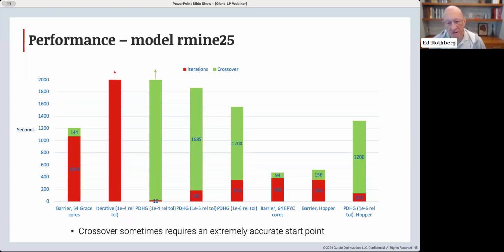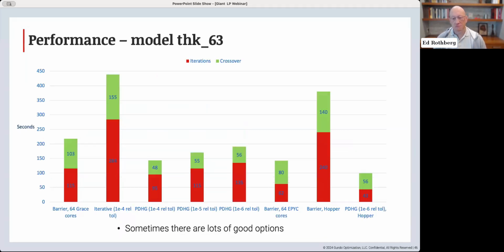So here's an example, RMIND 25, where for PDHG, the crossover is just expensive. Crossover alone from PDHG takes more time than crossover plus the barrier iterations running on the CPU. So this is an example where for some models, you just need an extremely accurate start point. And so the fact that barrier gets 9, 10 digits really comes in handy on this model. And then finally, model THK63. Here we have multiple different options, all giving pretty similar performance. So in some cases, there are multiple different good ways to solve the problem.